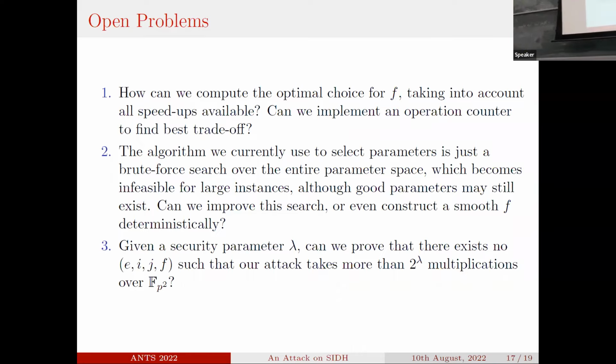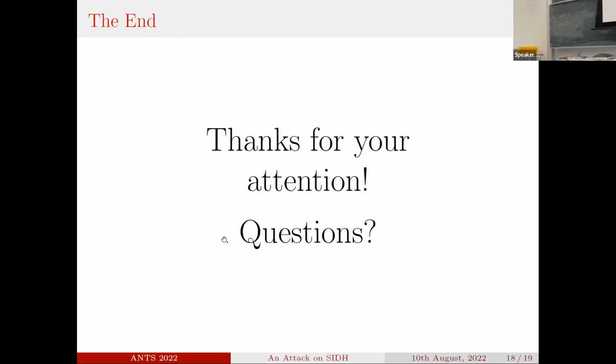If we are able to find these values, we can find smooth values for F more easily and make this attack even more feasible. But overall, this attack is sub-exponential, and we do not require the knowledge of the endomorphism ring. So I guess that's all. Thanks for your attention.